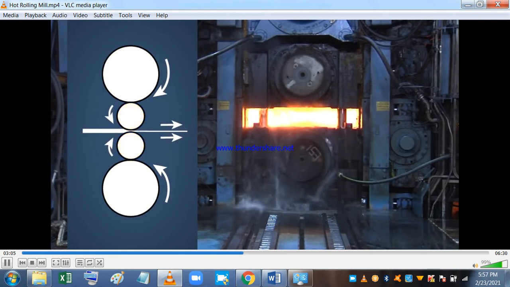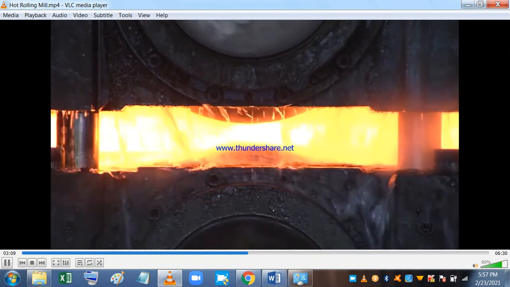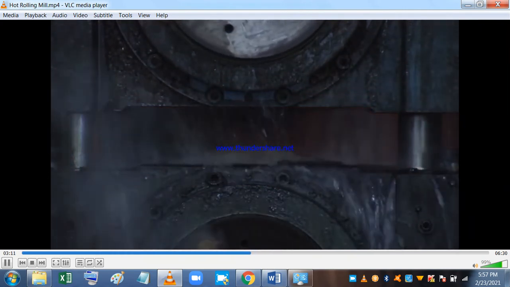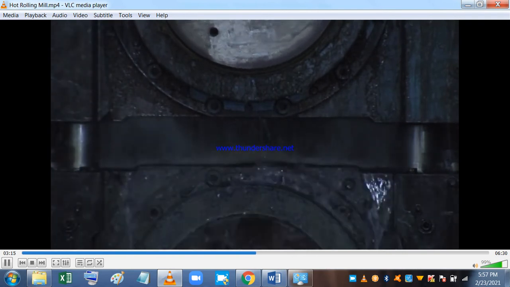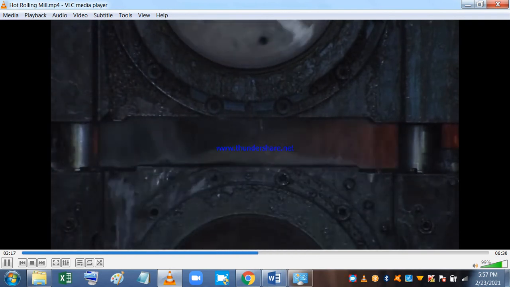The backup rolls are often cast steel rolls. The working rolls must have very smooth surfaces and tolerate high temperatures and wear, as they are in direct contact with the material.